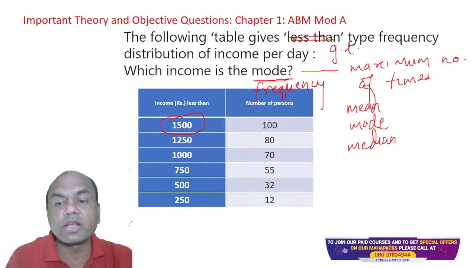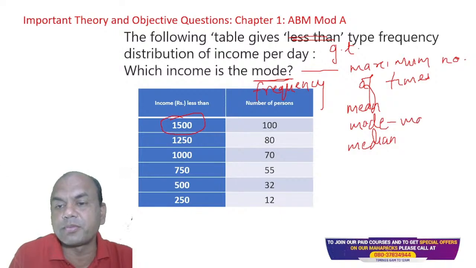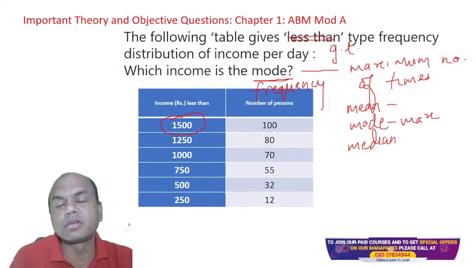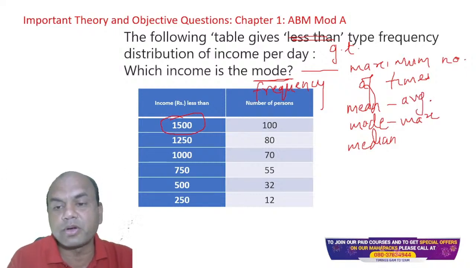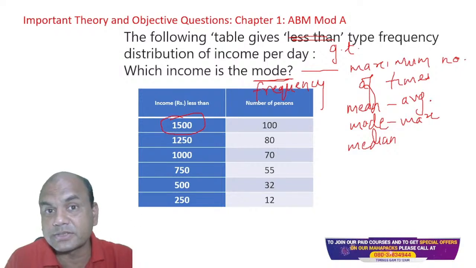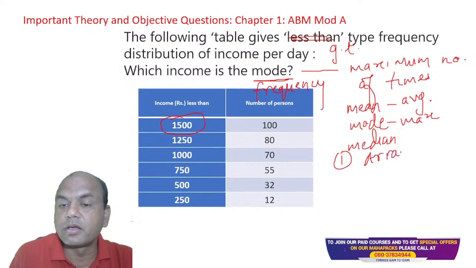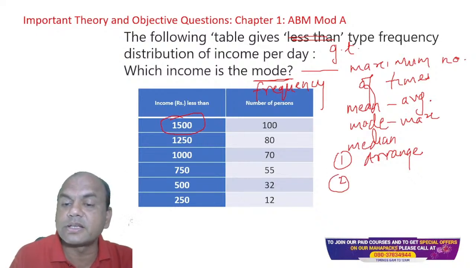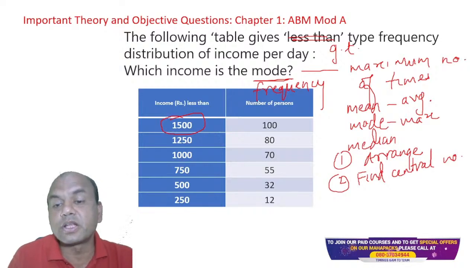So what is this mean, mode, median? Mode, just now I told you, is the number which occurs maximum number of times. Mean is average. Median means I'll arrange these numbers in the serial order, either ascending or descending. There are two steps to median. First, arrange them in serial order, and then find the central number. This is known as median.